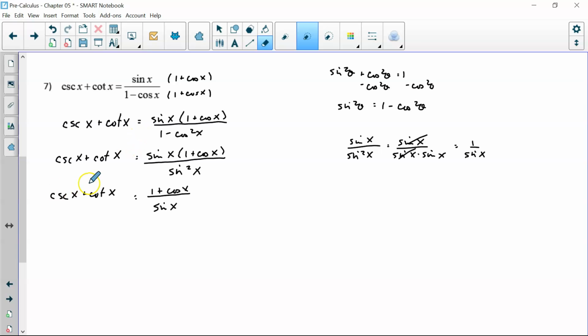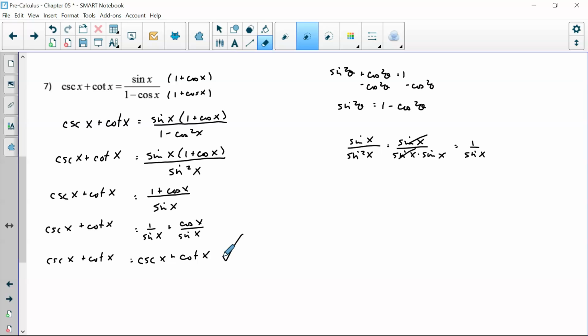We want to get a cosecant plus a cotangent. Cosecant of x plus cotangent of x. So we can split up the fraction: 1 over the sine of x plus the cosine of x over the sine of x. Now, 1 over the sine of x, that's the cosecant of x. And cosine over sine is the cotangent of x, and that's exactly what we wanted on the left-hand side. There we go, we just verified that identity.